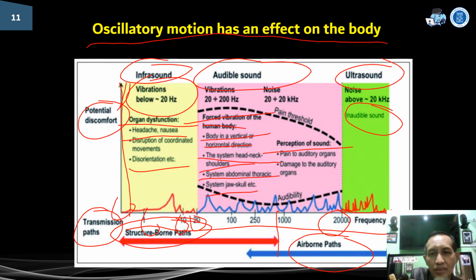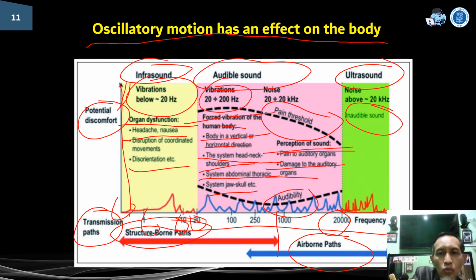Perception of sound, pain to the auditory organ, damage to the auditory organs. This is the audibility threshold, this is the pain threshold. This vibration is 20 until 200 hertz. Noise is 20 until 20 kilohertz.